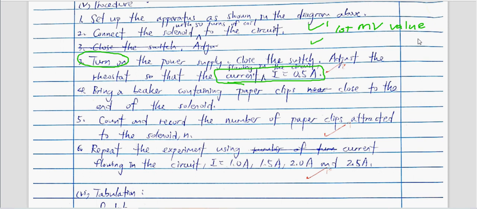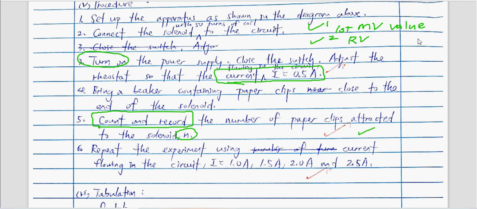So the second mark will be how you get the responding variable. If there is an instrument, write the instrument. But now this one we just count. You see, count and record. Memorize this keyword. Or measure and record. But now you need to count. Count and record the number of paper clips attracted to the solenoid. See, symbol, and it's good to have a symbol. So this is the second mark.